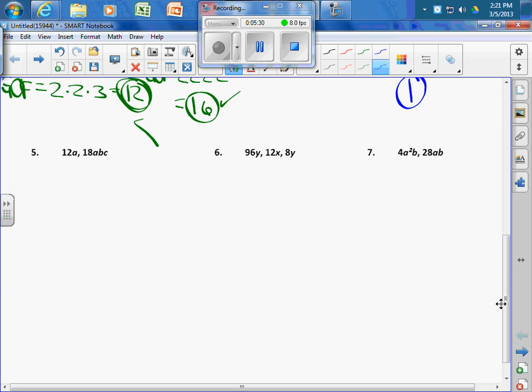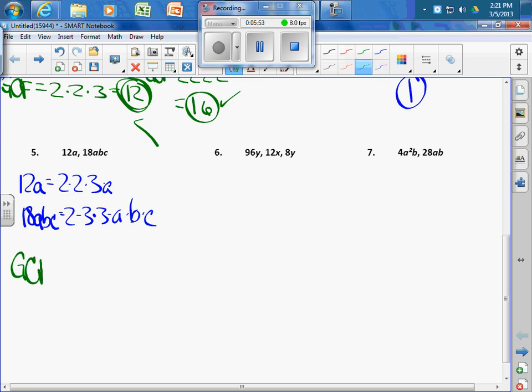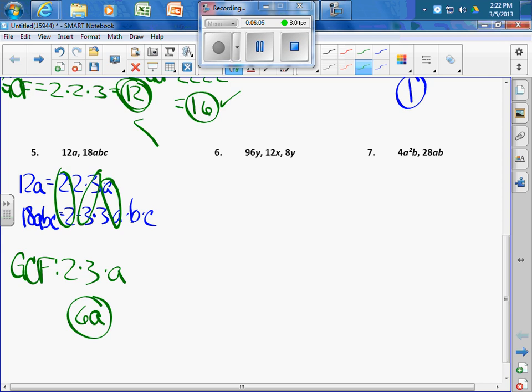In number 5, 12a. Well, 12a, what are the prime factors? 2 times 2 times 3 times a. How about 18abc? Well, we have 2 times 3 times 3 times a times b times c. And what do we have in common? Well, we have a 2 in common. We have a 3 in common. And we have an a in common. That looks like that's about it. So our greatest common factor here would be 6a.